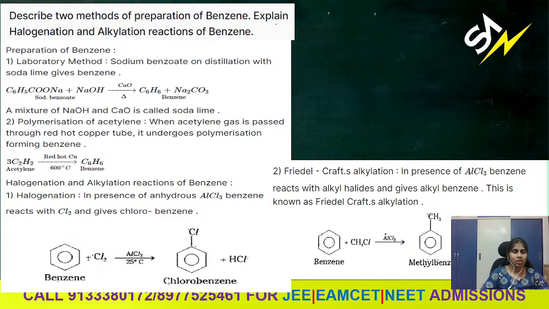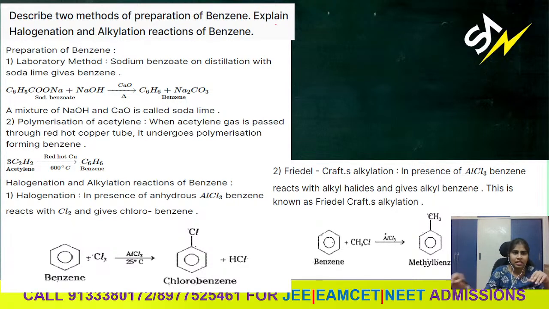And from organic chemistry we have a question like this: describe two methods for preparation of benzene and explain halogenation and alkylation reactions of benzene. So first we need to see the preparation methods of benzene.